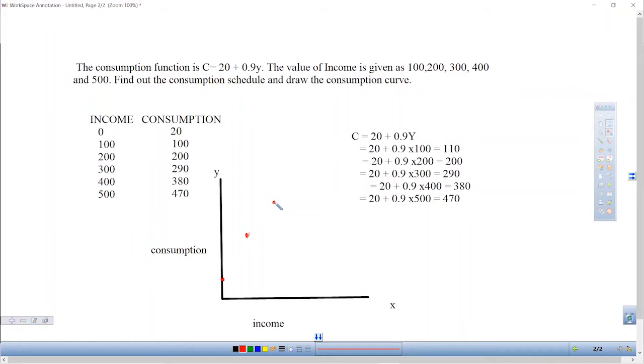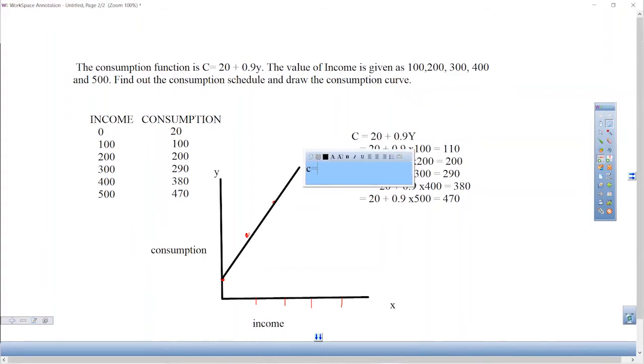You do one thing, with the help of a ruler and a pencil, you mark all the exact points here. Mark 100, 200, 300, 400 and 500, and draw the points. So you will get the consumption curve like this. By joining these points, you will get the consumption curve. Somewhat like this you will get, and you have to write the equation of the consumption curve also here. That is, C is equal to 20 plus 0.9y. This also you have to write.